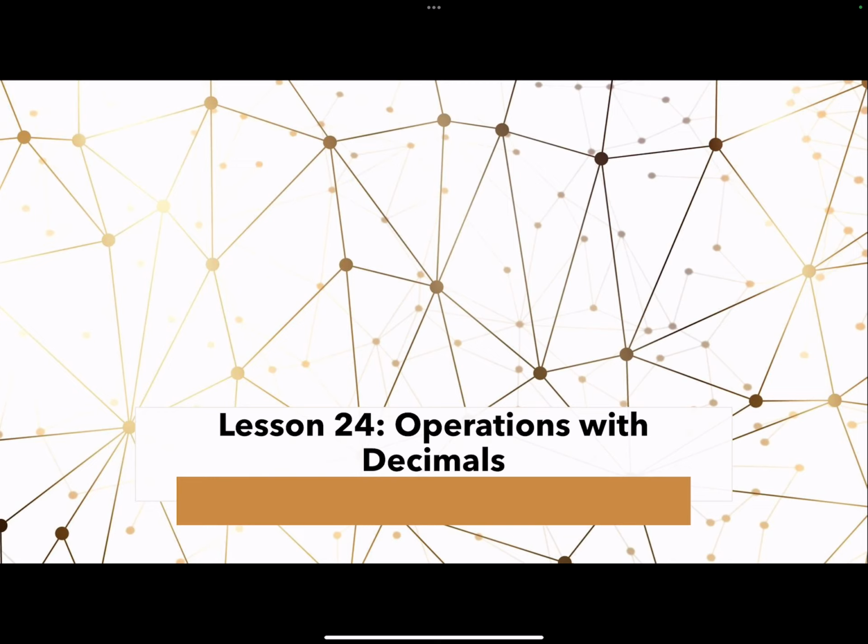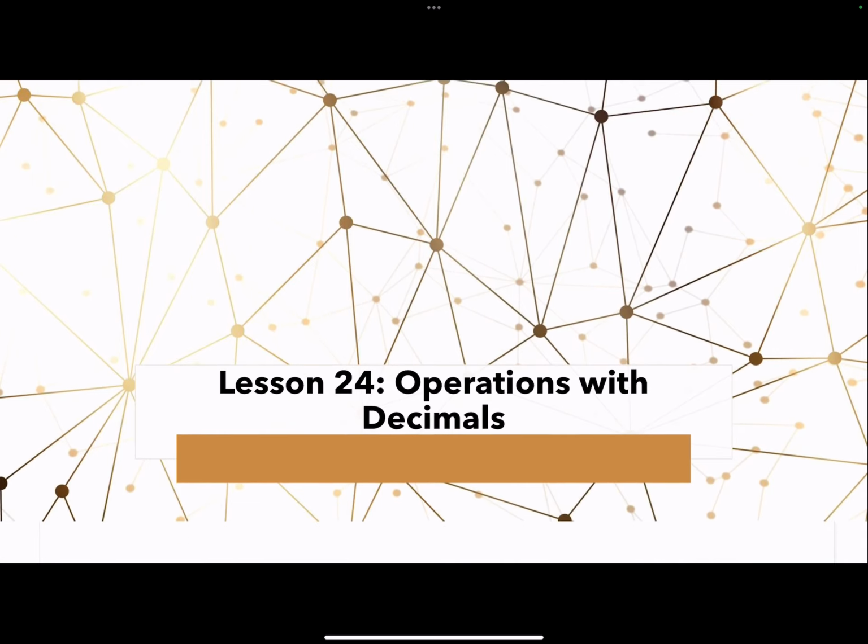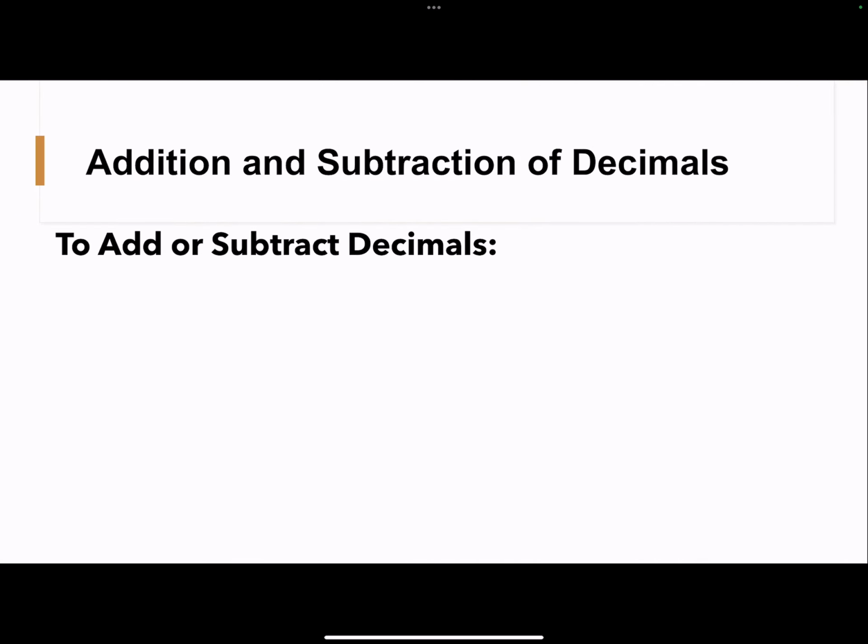Today we're going to talk about operations with decimals. You may be familiar with this, but we're going to go back over and review it so that we make sure that we're teaching it right to our students. Let's first talk about adding and subtracting decimals.